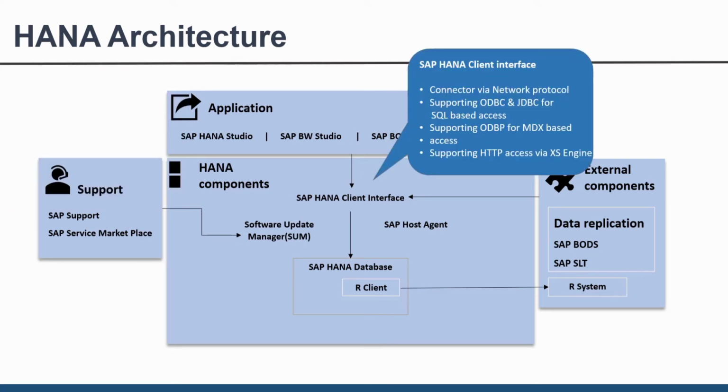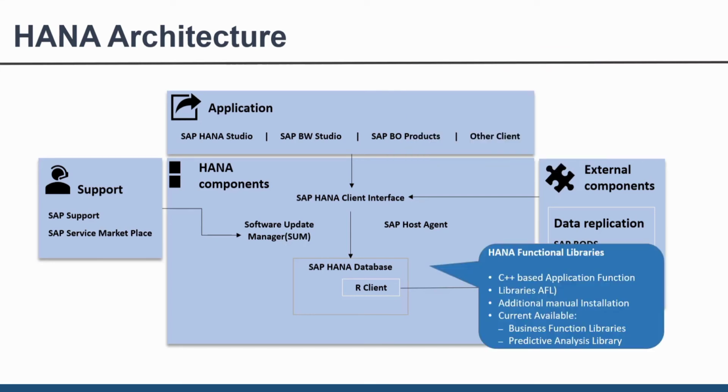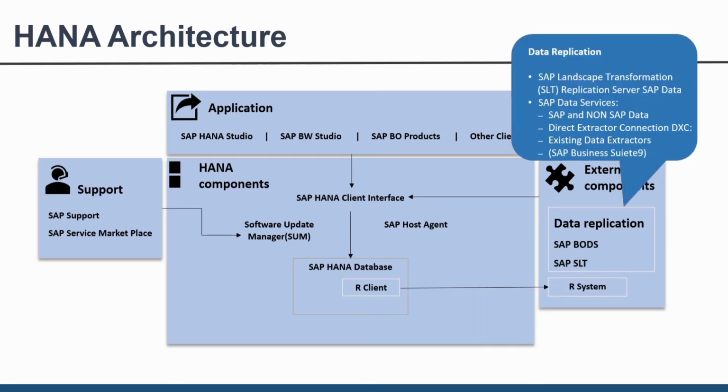One more part is the HANA client interface, which supports ODBC and JDBC connectivity. You can also get connected to MDX, and it also supports HTTP services. The next part is the HANA functional libraries, which are based on C++, and in these functional libraries you will get a set of business functional libraries. You can also get predictive analysis libraries. So these are sets of libraries which can be used for doing further analytics on top of your data.